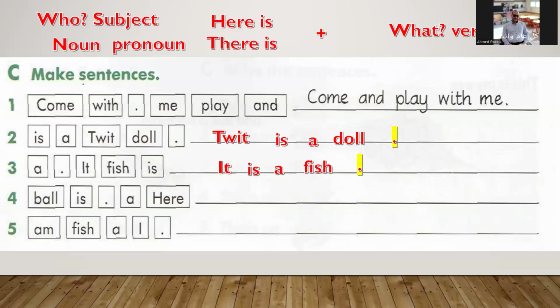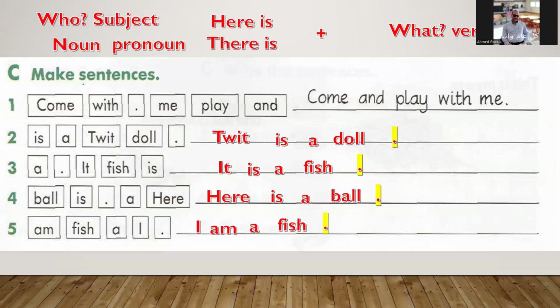Number 4, could you help me, please? Yes. Some expressions like here is a ball. Here is a ball. The last one, I'm sure you can do it yourself. Let's start with the pronoun I, then the verb am, I am, and finish the sentence, I am a fish.